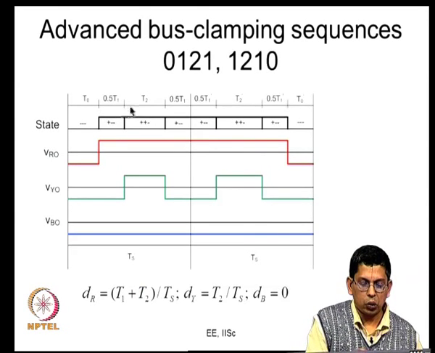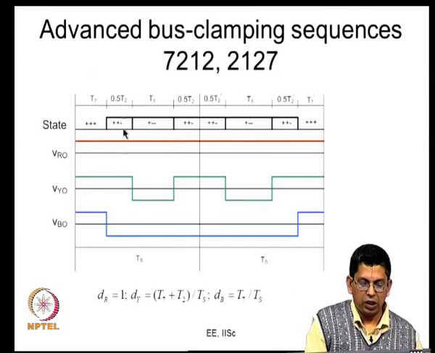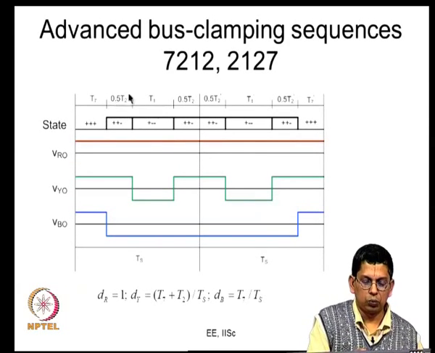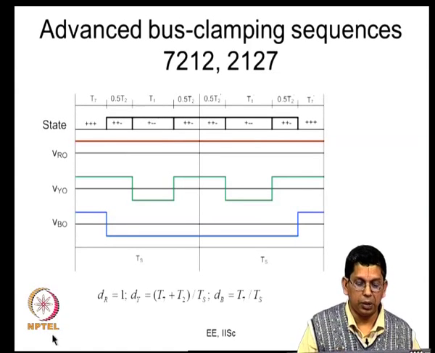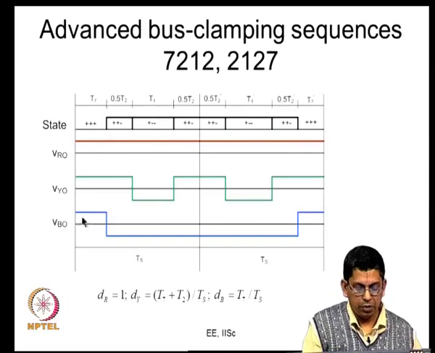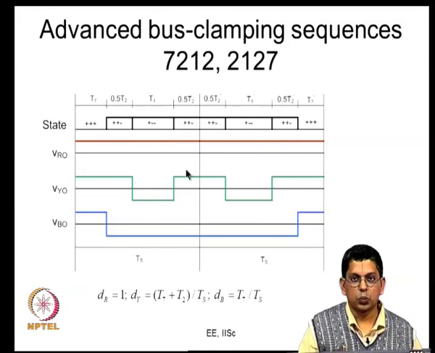You are just doing 0 1 2 1, where 1 is being applied 2 times for 0.51 seconds each. Here what are you doing? 7 2 1 2. So, 2 is being applied for 0.52 times each. So, these are advanced bus clamping PWM sequences. R phase is clamped, B switches once, but Y switches twice.